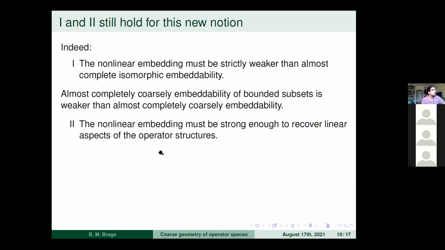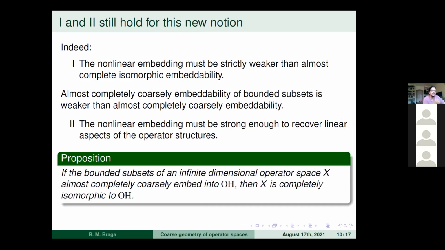And for the question of whether this notion is not too weak and still captures some of the geometry, actually, with some simple modifications, we can retain the same result on OH for this. So if you have an operator space X and the bounded subsets of it almost completely coarsely embed into OH, then X needs to be completely isomorphic to OH already. Of course, an infinite dimensional space.